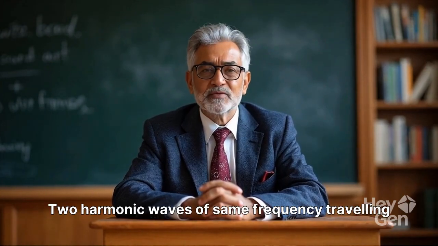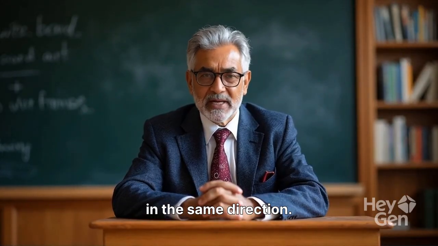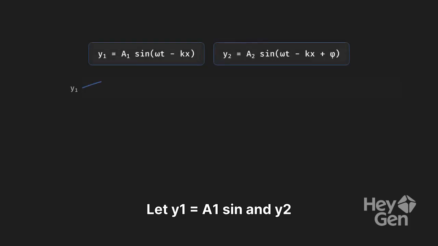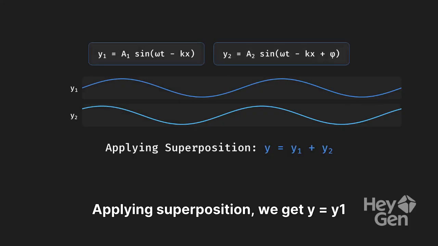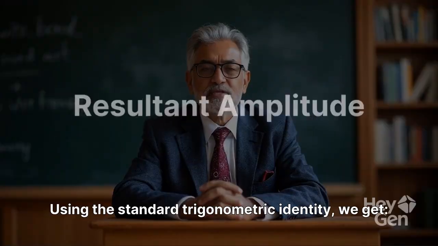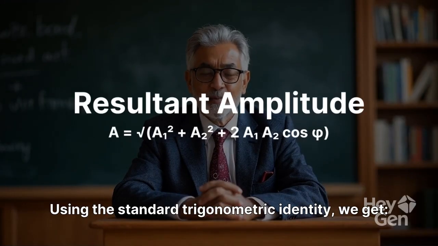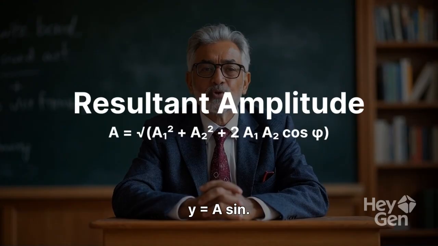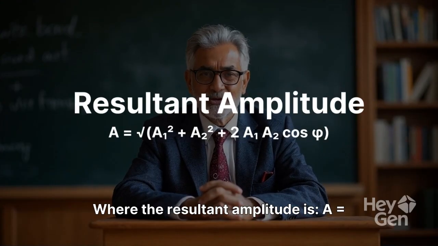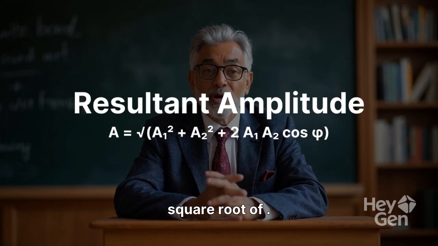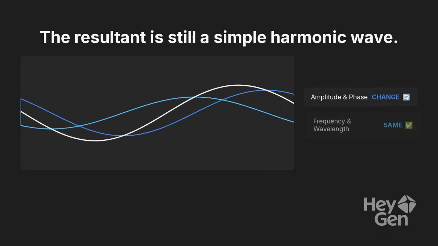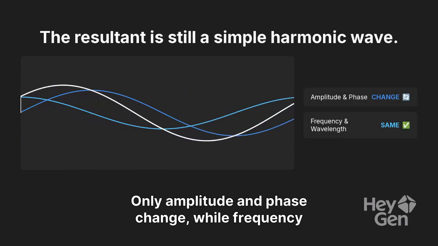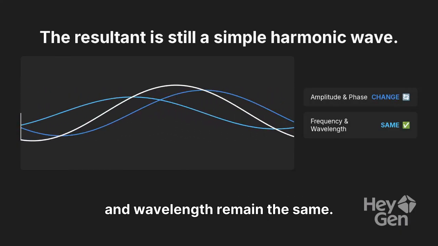Two harmonic waves of same frequency traveling in the same direction. Let y1 is equal to a1 sin and y2 is equal to a2 sin. Applying superposition, we get y is equal to y1 plus y2. Using the standard trigonometric identity, we get y is equal to A sin, where the resultant amplitude A is equal to square root of. The resultant is still a simple harmonic wave. Only amplitude and phase change, while frequency and wavelength remain the same.